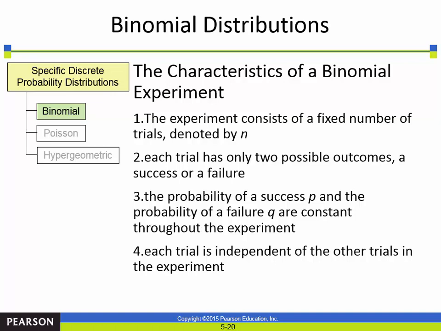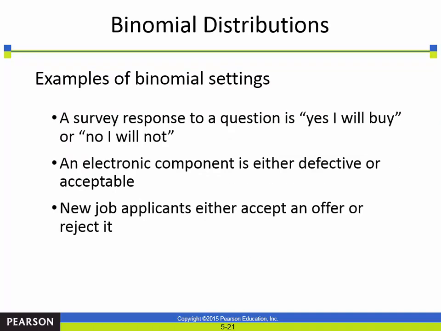The probability of success P and the probability of failure Q are constant throughout the experiment, and each trial is independent of the other trials in the experiment. That's important too. So the probability of P plus the probability of Q is always going to equal 1. So they're mutually exclusive, and they're exhaustive, meaning either one or the other has to happen. Okay, that's how binomial distributions work. So there's some examples. I like my electrocution one better, but hey, I didn't write the book.